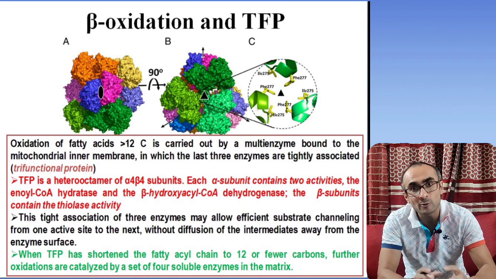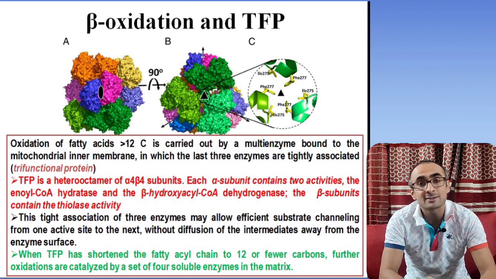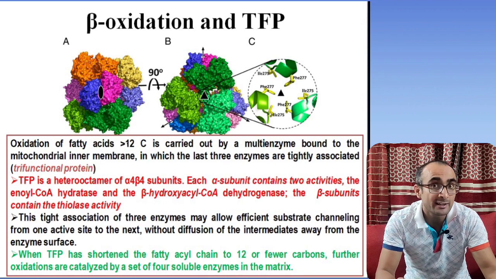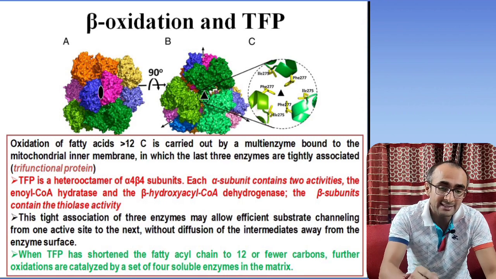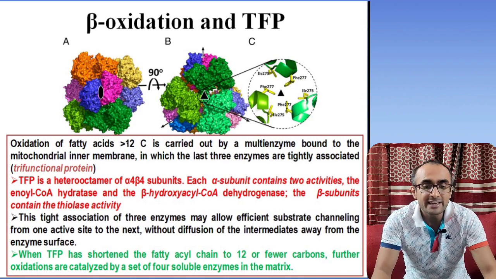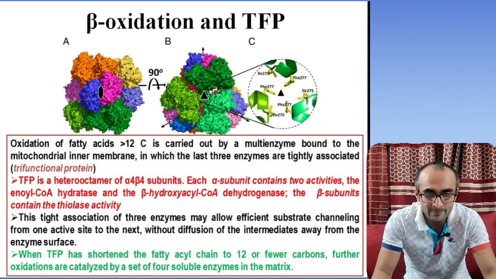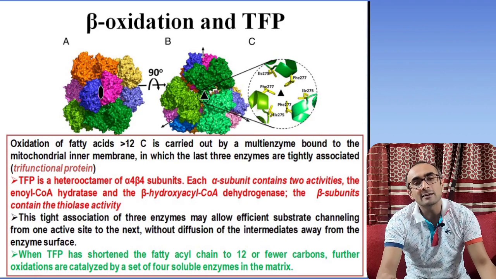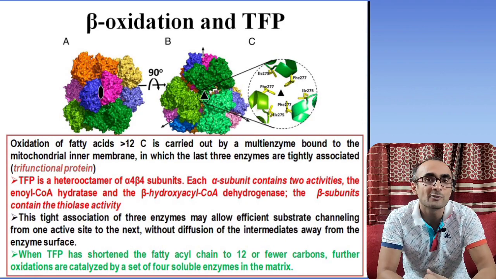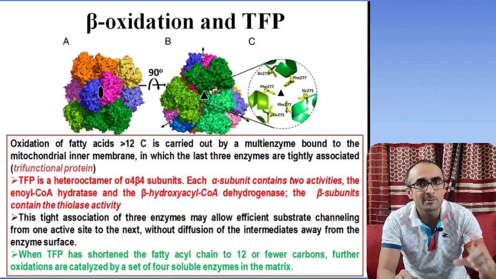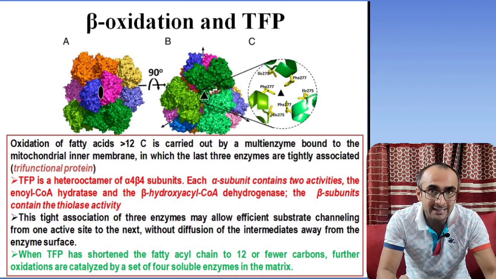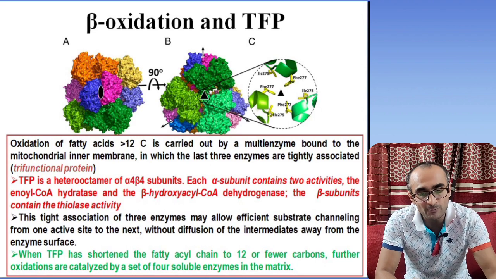These proteins form a complex, like we have seen in case of pyruvate dehydrogenase complex, and in this case this complex is called TFP, trifunctional protein. And this TFP protein is basically anchored into the inner membrane of mitochondria. Mitochondria की inner membrane में ये तीनों protein complex form में present रहते हैं, and in fact they are found in the form of heterooctamer.